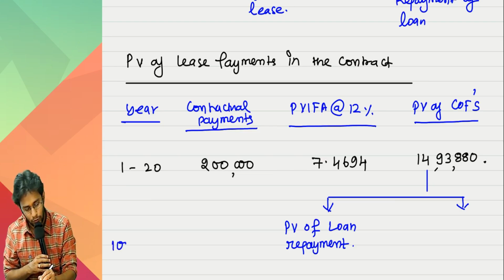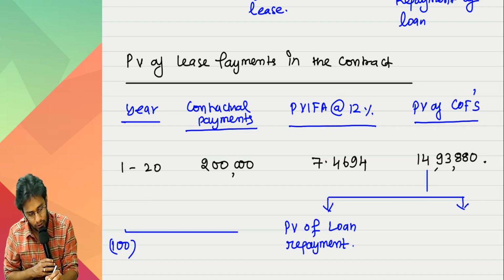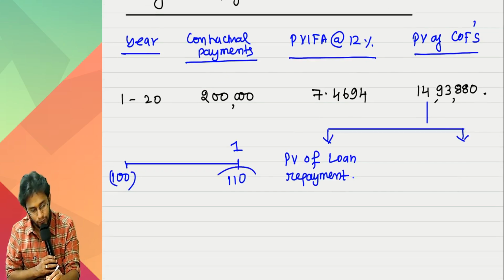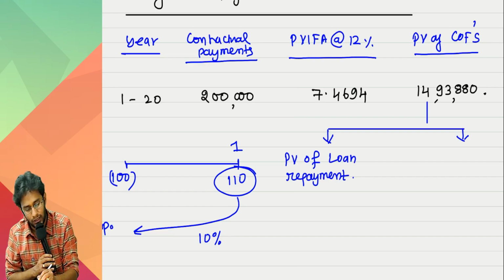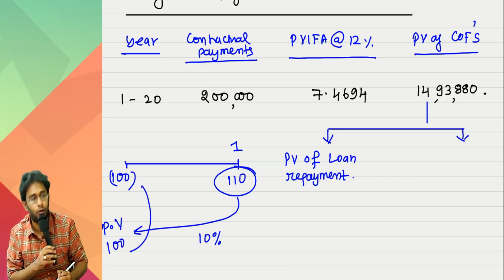Imagine, sir, you took a 100 rupees loan from somebody today. You are repaying it over a period of 1 year along with interest, 110. If you take this 110 and discount it at 10%, what you get is the present value. True, but that present value is nothing but the loan amount only, no?